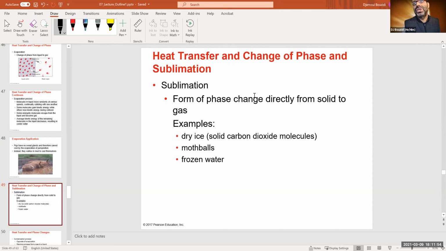So sublimation is going straight from solid to gas, like for example dry ice, if you have ever experienced it, mothballs and frozen water. So you have a mothball with the clothes, for example, you put it in there and it doesn't melt, it doesn't become liquid, it goes straight from solid to gas, and that's why you smell it.